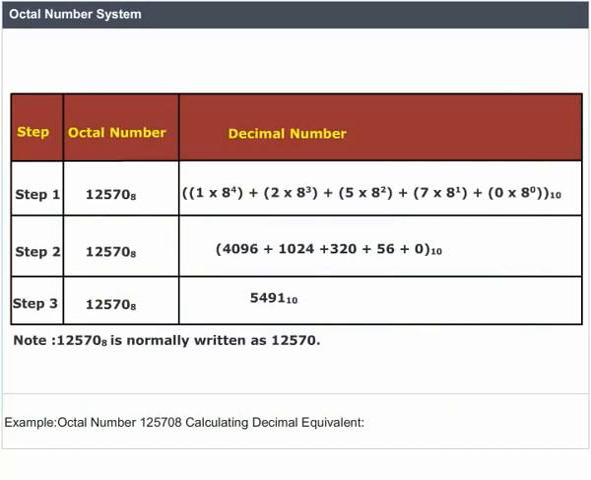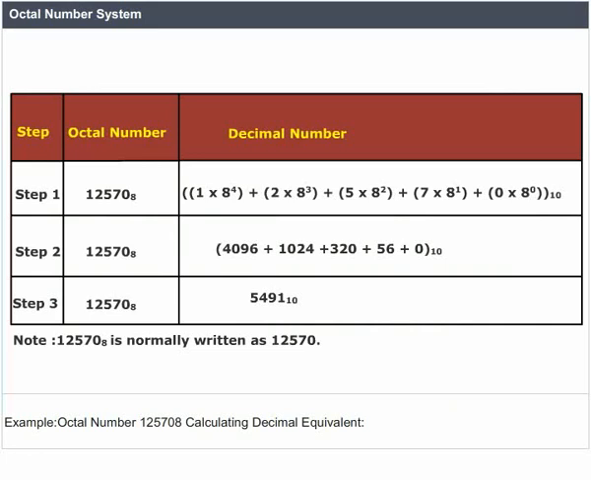Example, octal number 12570 to the base 8. Calculating decimal equivalent. Step 1. 12570 to the base 8 equals 1 multiplied by 8 to the power 4 plus 2 multiplied by 8 to the power 3 plus 5 multiplied by 8 to the power 2 plus 7 multiplied by 8 to the power 1 plus 0 multiplied by 8 to the power 0, to the base 10.